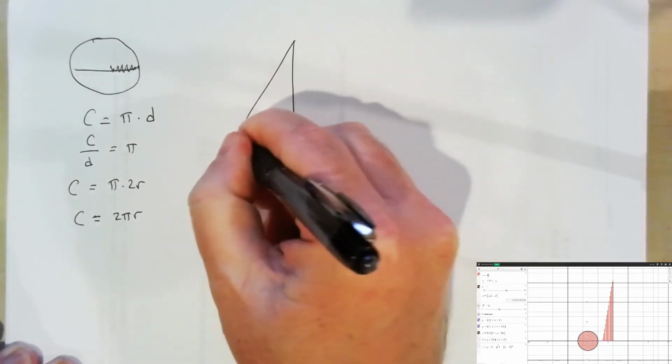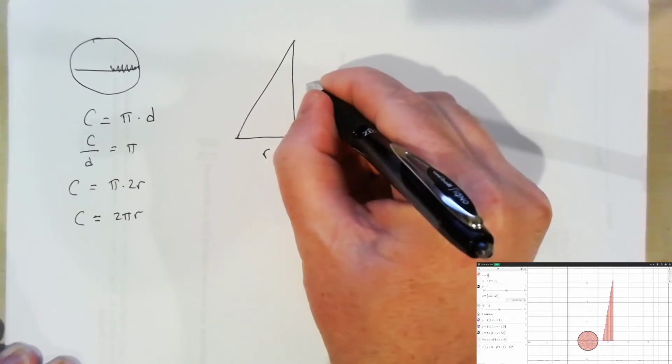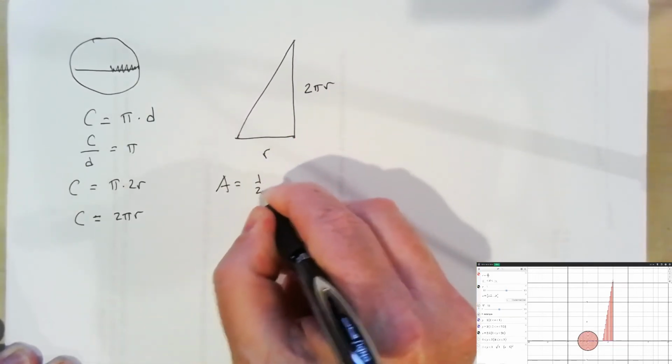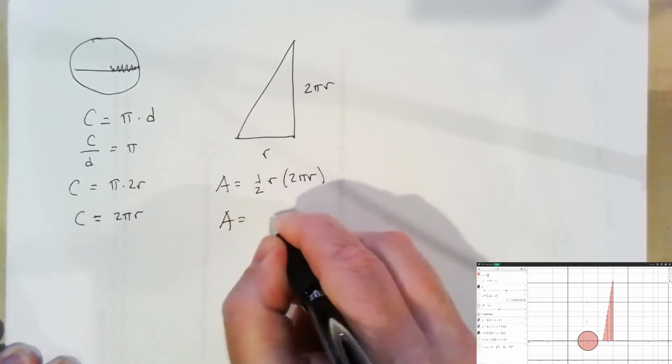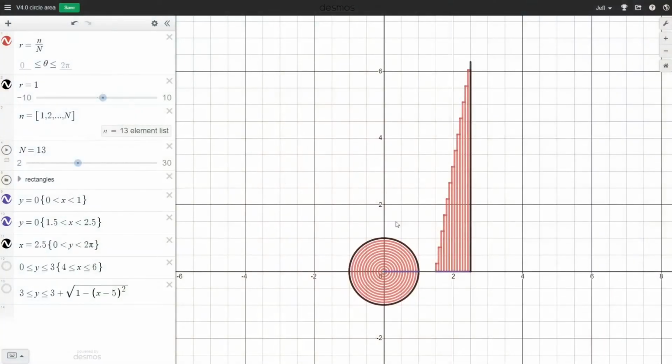Here's our triangle. The base is the radius of the circle. The height is the circumference of the circle, or 2 pi r. So the area here is 1/2 the base times the height, or if we simplify it, pi times r squared, and that's our familiar formula for the area inside a circle. In fact, circles come from triangles in this viewpoint, and triangles come from rectangles, so we're back to rectangles again.